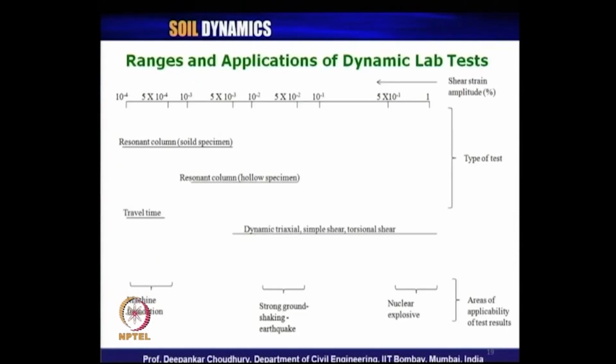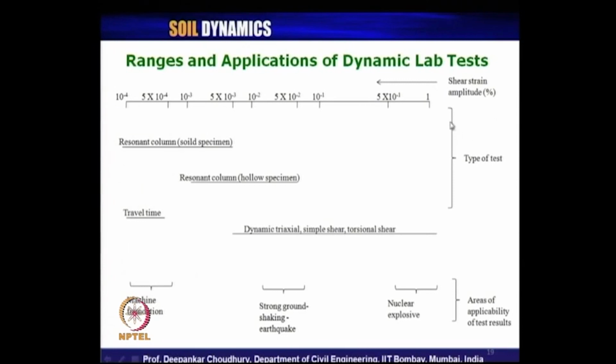Now, let us see what are the various ranges of cyclic shear strain amplitude which are used for different dynamic tests. So, ranges and their applications of dynamic laboratory tests, this is the scale of shear strain amplitude. Strain amplitude is here 1%, it is 0.5%, it is 0.1%, like that. In this direction it is decreasing. So, 10 to the power minus 4%, very small value of the cyclic shear strain.